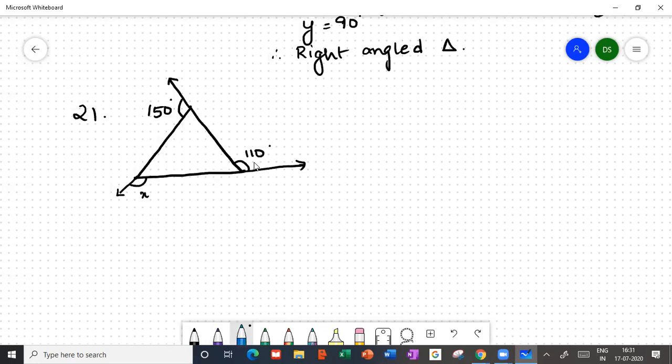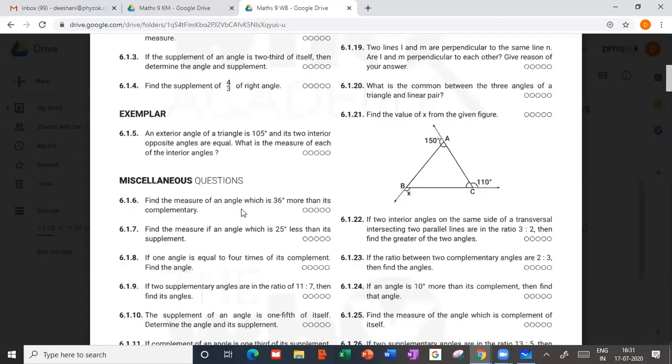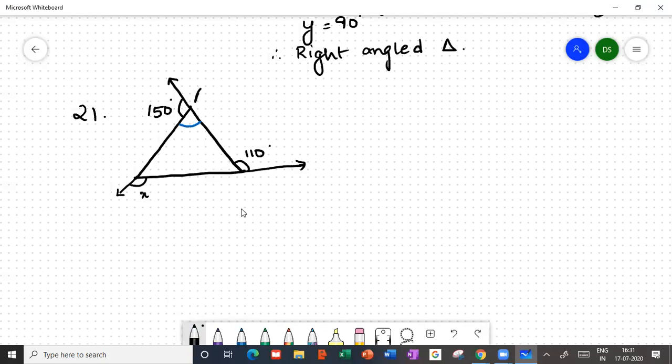Okay, so the two ways of solving this question. One is you find this angle first, since it's a linear pair. Should I label it? The top one is A, this is B, and this is C. So I'm just going to find this value Z here. Z is equal to 180 minus 150, which is 30.